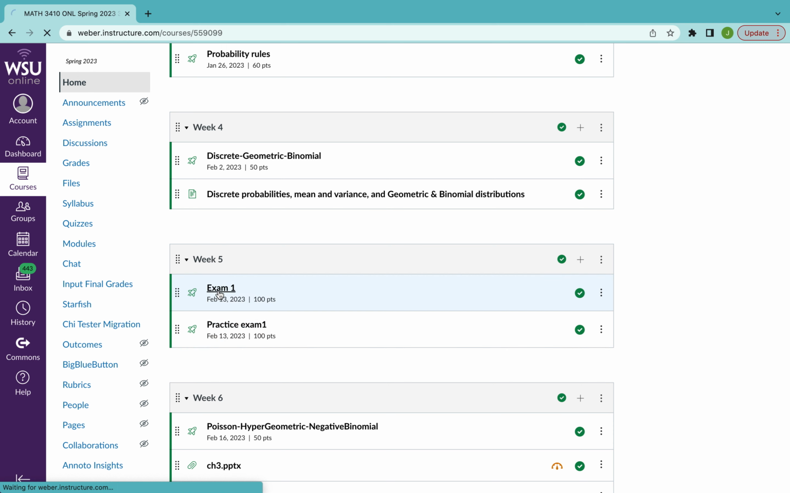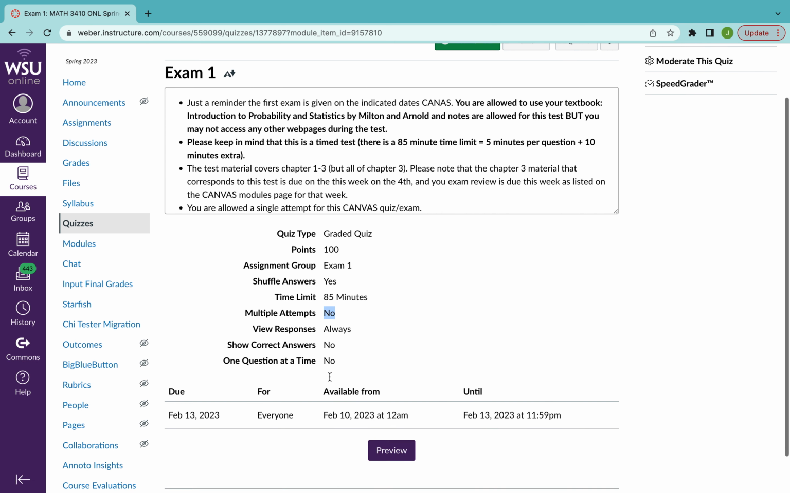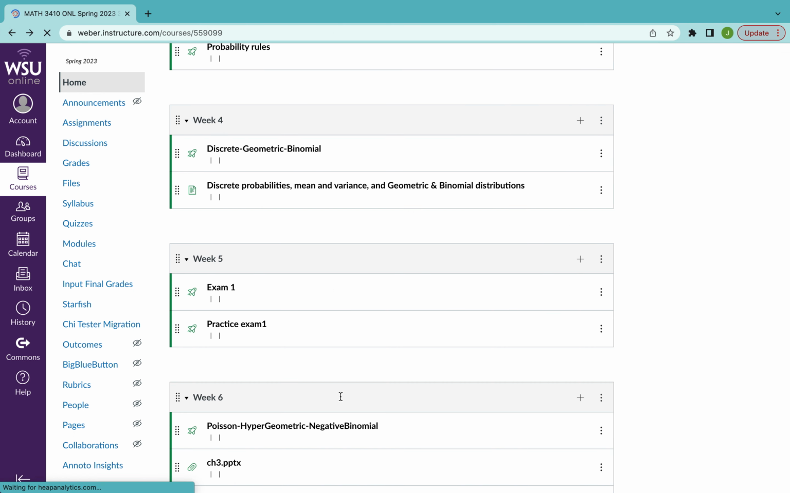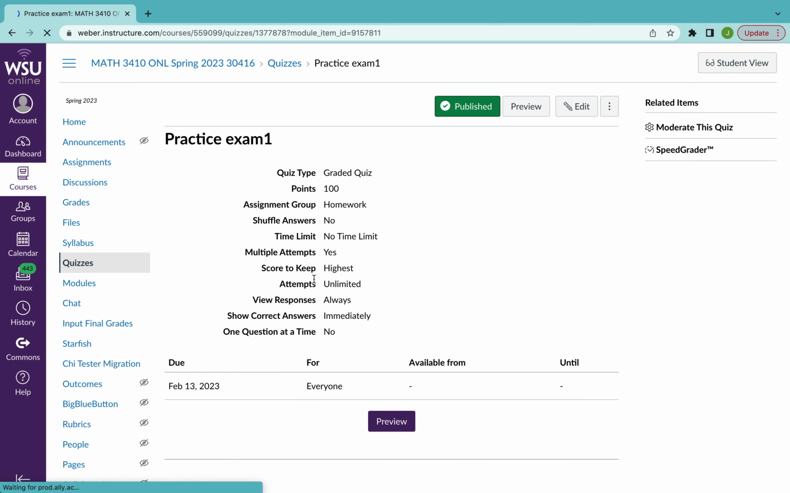Exam 1 is a timed exam. You are not allowed multiple attempts, so just keep that in mind. And you are also given a practice exam. For this practice exam, you should notice, and I hope that you're also careful to notice, that there are no time limits, you're allowed multiple attempts, and it keeps your highest score and not the average.